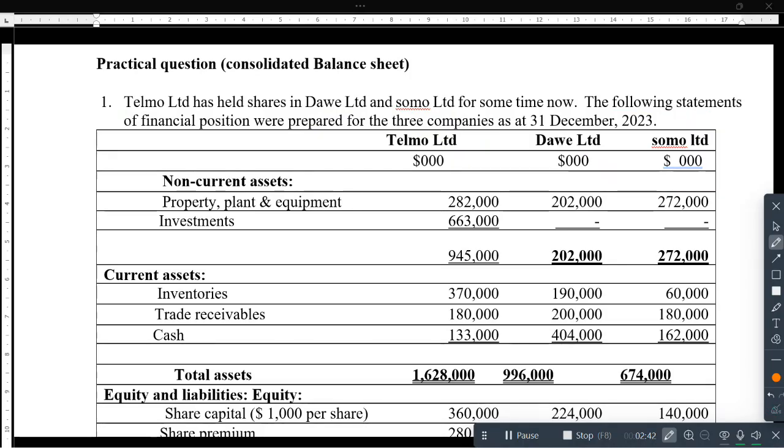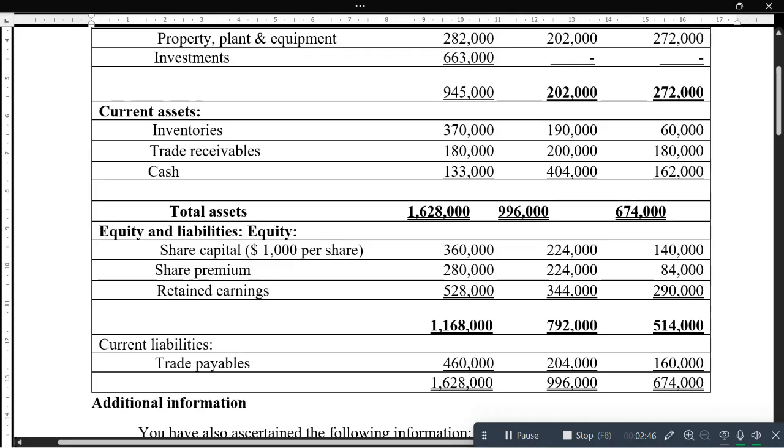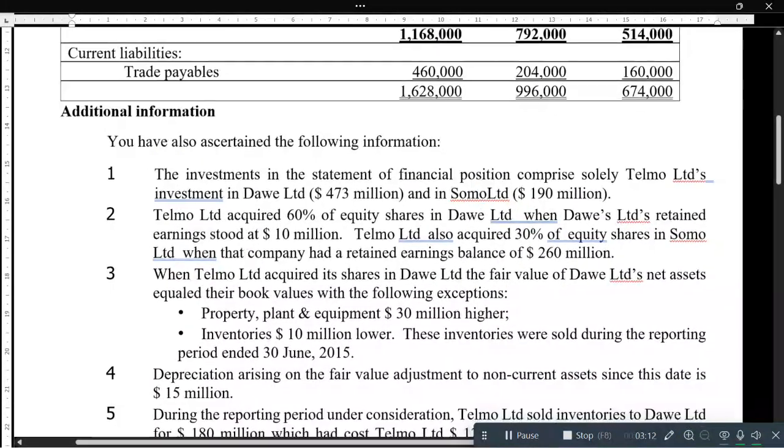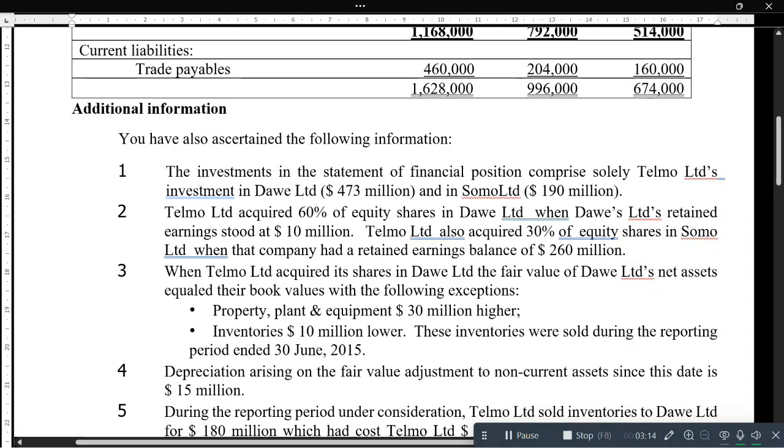We have also been provided with, when we check down here, equity and liabilities for Teremo, Dawe, and Somo Limited. Share capital, share premium and retained earnings are given for the 3 companies. Current liabilities are also given. Now, we have as well been provided with additional information regarding this. You have also been given the following information.